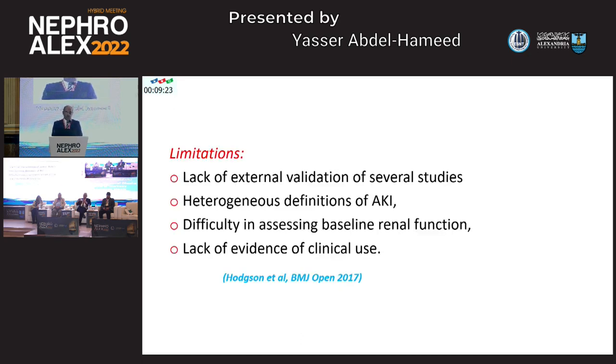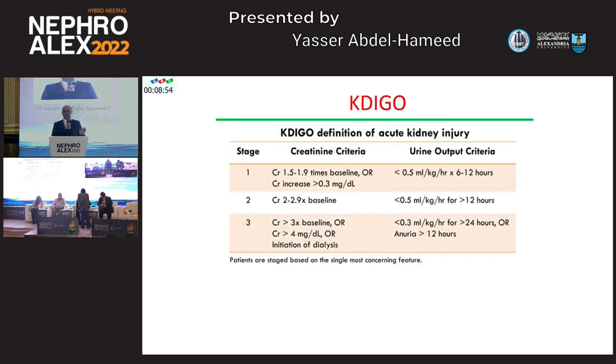Limitations of these scores include lack of external validation. We use the scores without sufficient external validation, and I will show you that a systematic review failed to show a benefit of these scores. Another limitation is heterogeneous definitions of acute kidney injury. What is acute kidney injury exactly? What is the stage? Are we at risk or at a stage? You know it is heterogeneous, with difficulty in assessing the baseline renal function and lack of evidence of clinical use. This is an example of limitation.